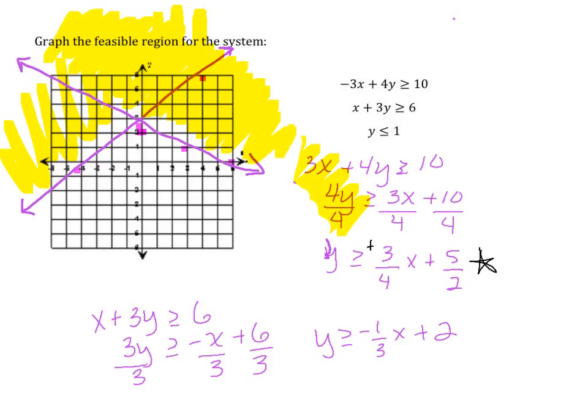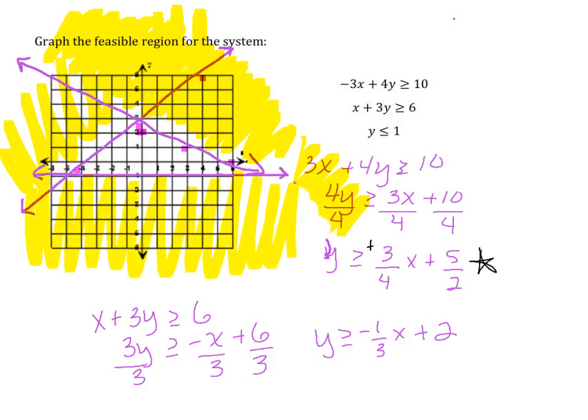But we have one more parameter. Y has to be less than or equal to 1. So if y is less than or equal to 1, we're going to go to our y equals line. And it has to be less than this number. So we're going to shade down here.